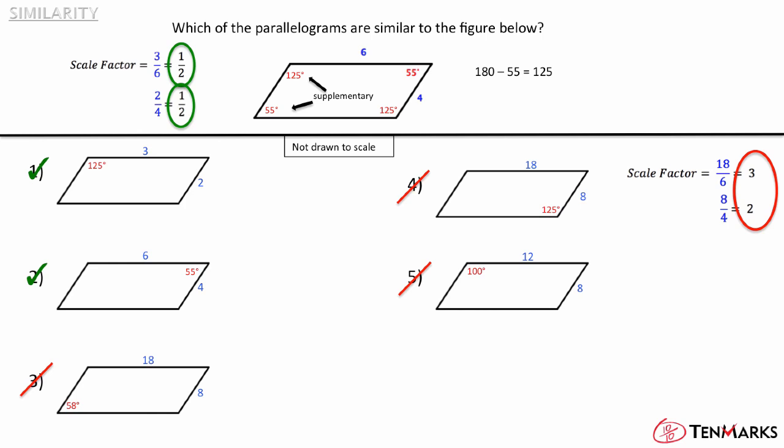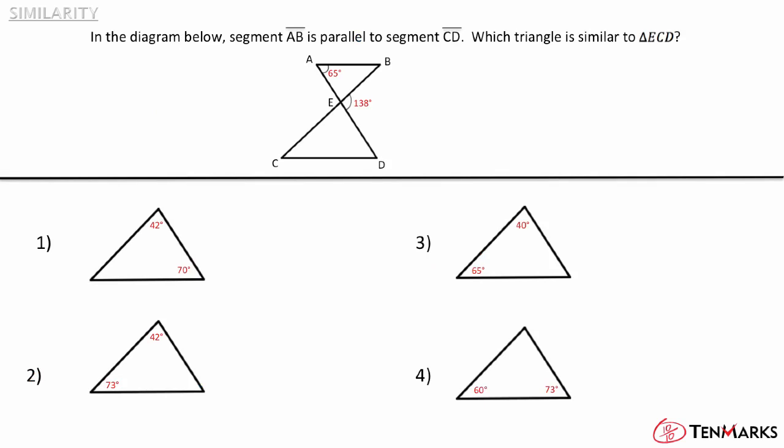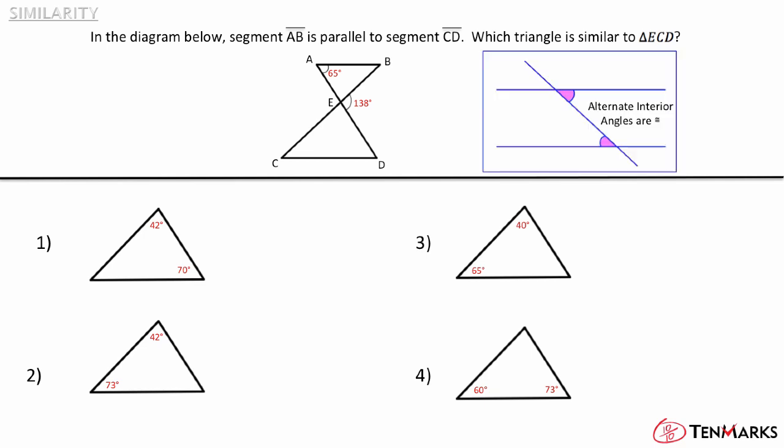Let's try the next problem. In the diagram below, segment AB is parallel to segment CD. Which triangle is similar to triangle ECD? The first step is to find the angles of triangle ECD. Let's use the fact that AB is parallel to CD to find the first one. Remember that if two parallel lines are cut by a transversal, then alternate interior angles are congruent. In the figure, AB and CD are the parallel lines, and AD is the transversal, which means that angle A is congruent to angle D. So mark D as a 65-degree angle.